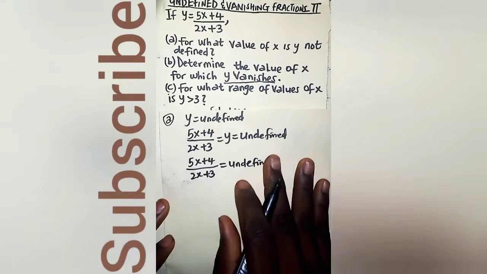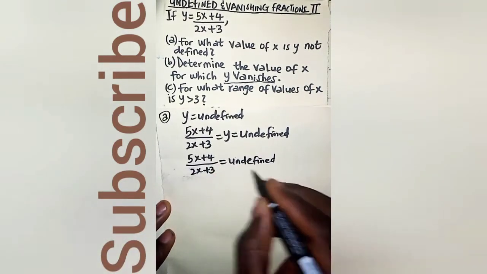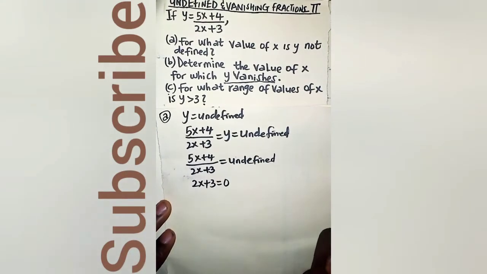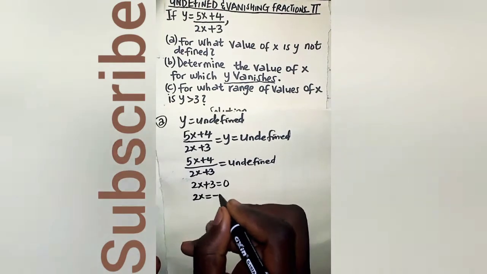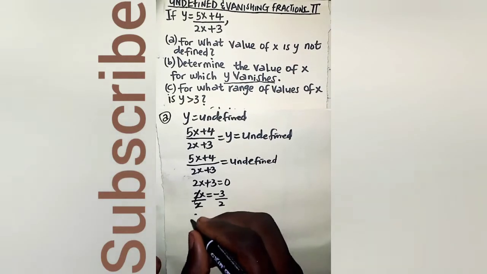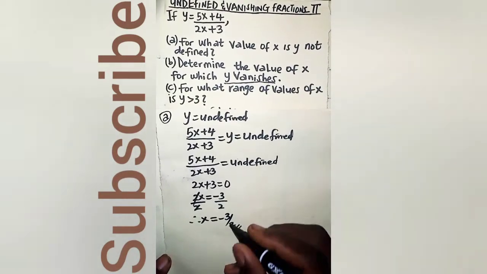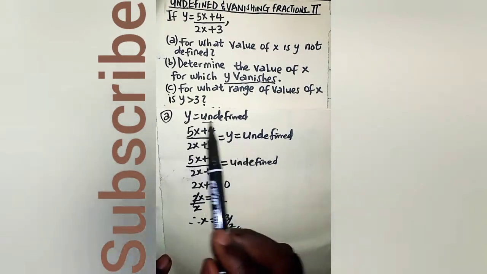So that's it. For this expression to be undefined, the denominator 2x + 3 must be equal to 0. So then we have 2x equals minus 3, and we divide both sides by 2. We have our x to be negative 3 over 2. So negative 3 over 2 is the value of x that will make y equal undefined.